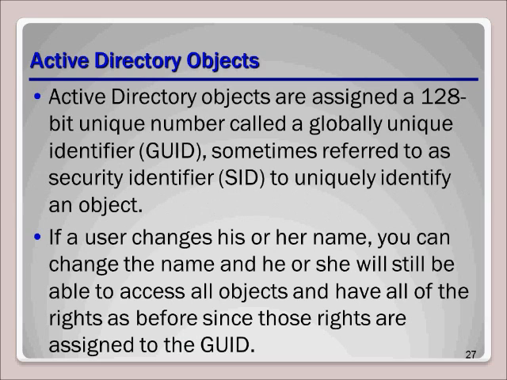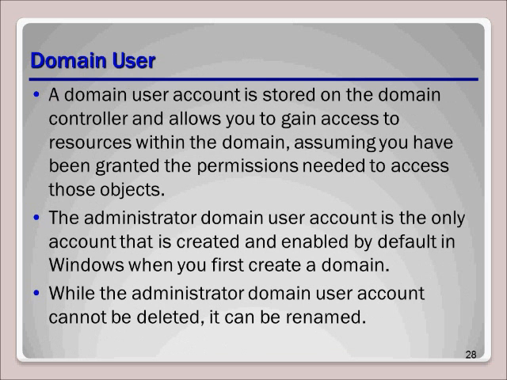Active Directory objects are assigned a 128-bit unique number called a globally unique identifier, or GUID, sometimes referred to as a security identifier, SID, to uniquely identify an object. If a user changes his or her name, you can change the name, and he or she will still be able to access all objects and have all of the rights as before, since those rights are assigned to the GUID.